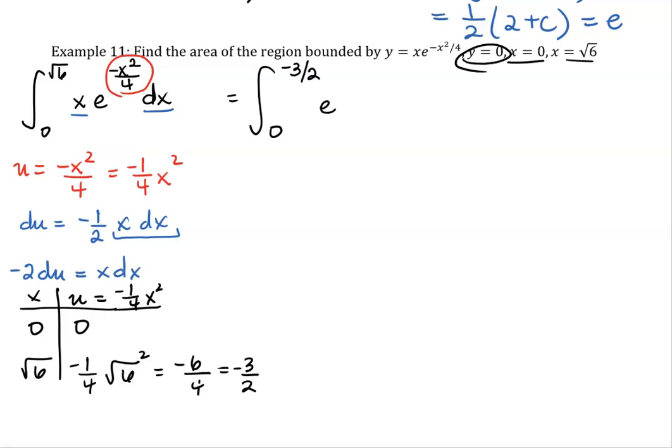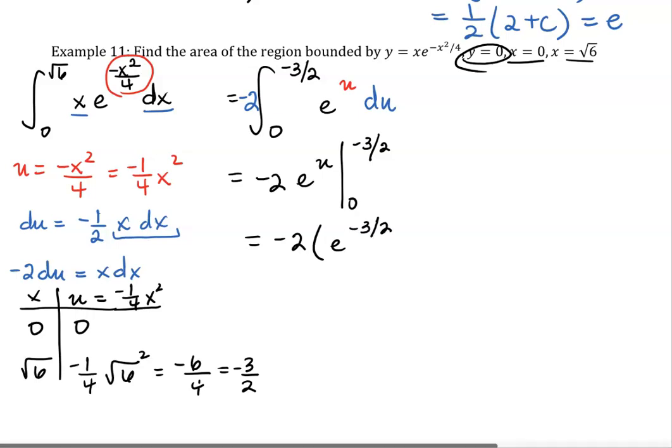We do have e to the u, but the x dx is being replaced by a negative 2 du. So now let's integrate. I'll bring down the negative 2. The integral of e to the u is e to the u, and we will evaluate that from 0 to negative 3/2. I'll keep the negative 2 out in front. We begin by plugging in our upper limit of negative 3/2, and then we subtract and plug in our lower limit of 0, and anything raised to the 0 power, including e, is equal to 1.